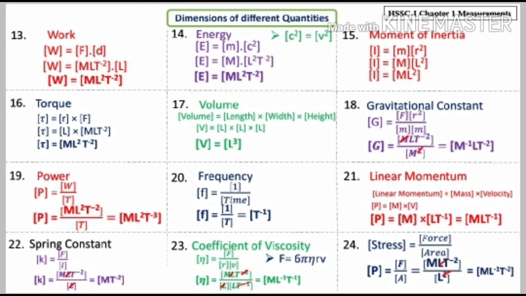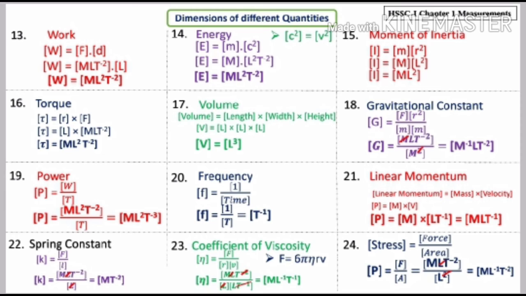In the next step we will talk about power. Power means work done per unit time. So according to the formula, P is equal to W over T. Putting the dimension of work done, that is equal to M L square T inverse square over T. By cutting these values we will get M L square T inverse cube. Next one is frequency. So frequency is the reciprocal of the time period, and so it becomes T inverse dimension.